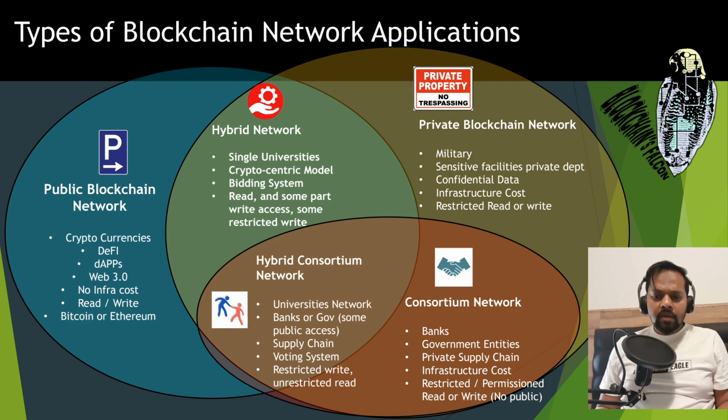The last one is hybrid consortium network, which can be used like a universities network, banks or government, some public access and supply chain, voting system. It has restricted write and unrestricted read available, which means that restricted write is available to the public. However, it is unrestricted to read some part. So these are the different flavors of the blockchain network.